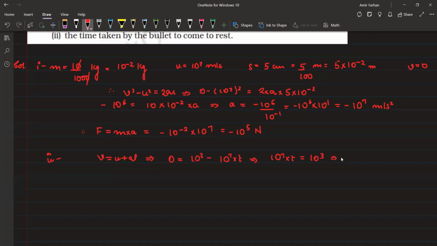So this will go into the denominator. So T will become 10 to the power 3 divided by 10 to the power 7. So if this 10 to the power 7 goes in the numerator, it becomes 10 to the power minus 7 and 3. So bases are same, powers will get added up, minus 7 plus 3. So this will be 10 to the power minus 4 seconds. So this is your answer. Second one, same answer, this is your answer.